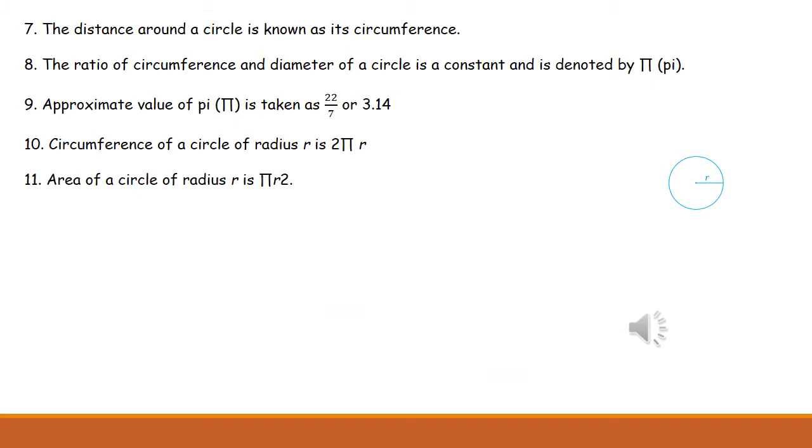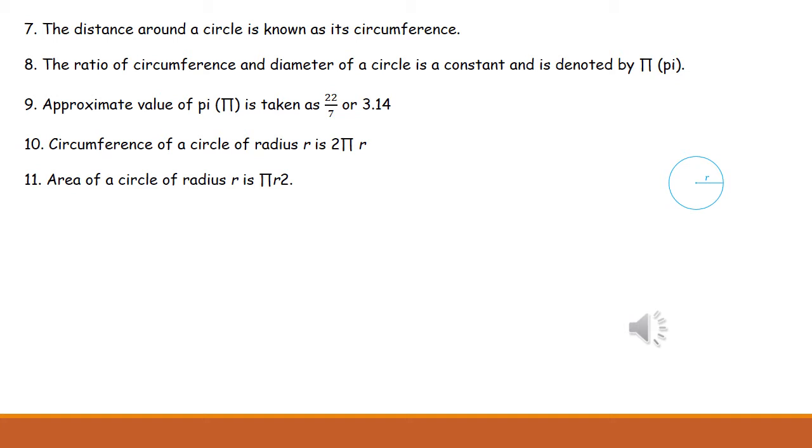Now, we are coming to circle. A circle of radius R is given here. Now, for the boundary of a circle, a special term is used that is known as circumference. Perimeter of a circle is known as its circumference, but how to measure that? Circumference of a circle of radius R is given by the formula 2 pi r. Now, what is pi? Pi is a constant whose value is 22/7 or 3.14.